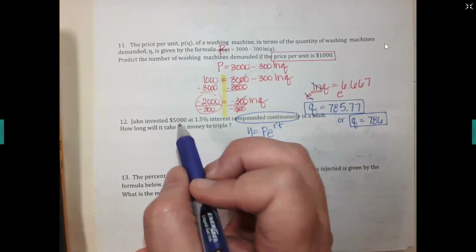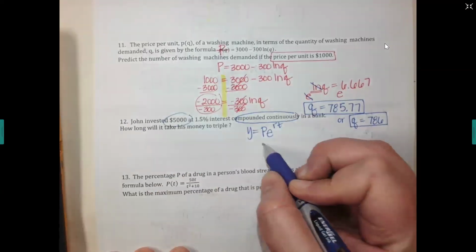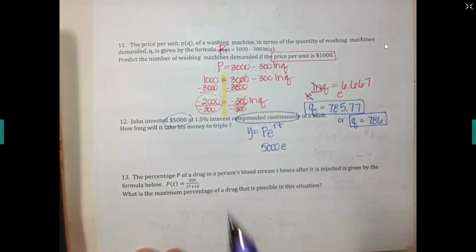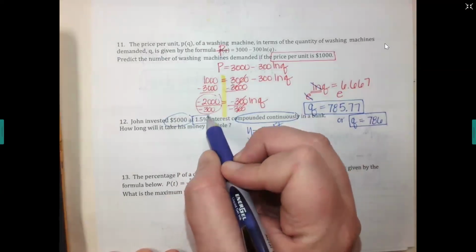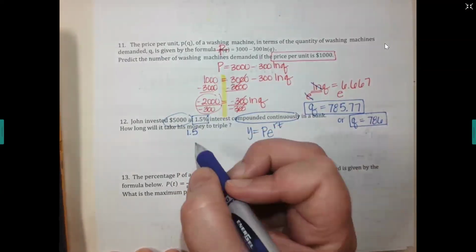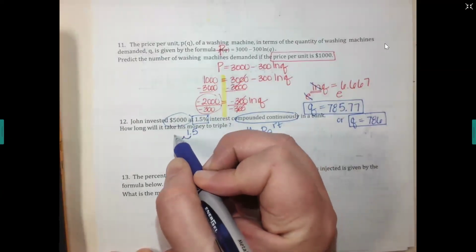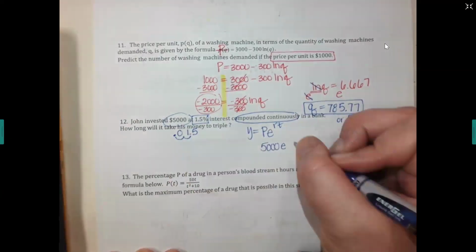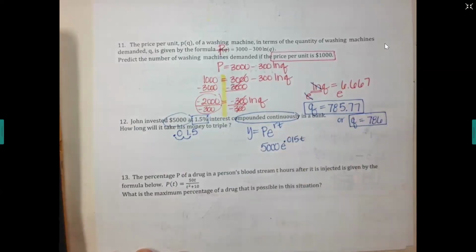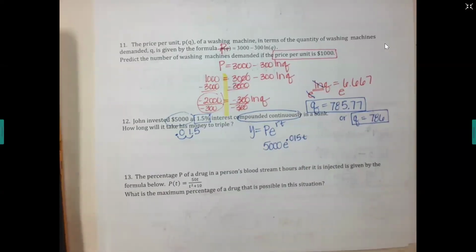So 5,000 would be his principal. E to the power of my interest rate. If it's 1.5%, remember you would just bump that decimal twice. So you would go bloop, bloop, and it would be 0.015. T up top. So 5,000 is your original, e to the 0.015 t up top.